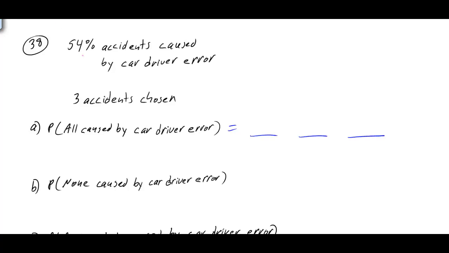That would certainly be the 54% or 0.54. And because that has no effect on the next accident that we choose, it's going to also have a 54% chance. And same for the third. Okay, so one event does not affect the other. So here all we have to do is multiply these together, or simply take 0.54 raised to the third power. And if we do so, you should end up with a probability of 0.157.